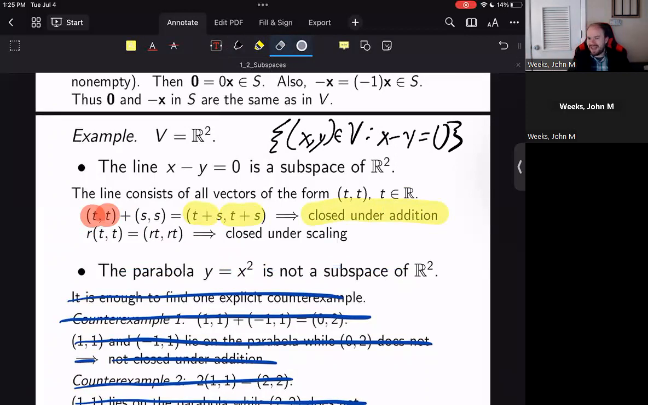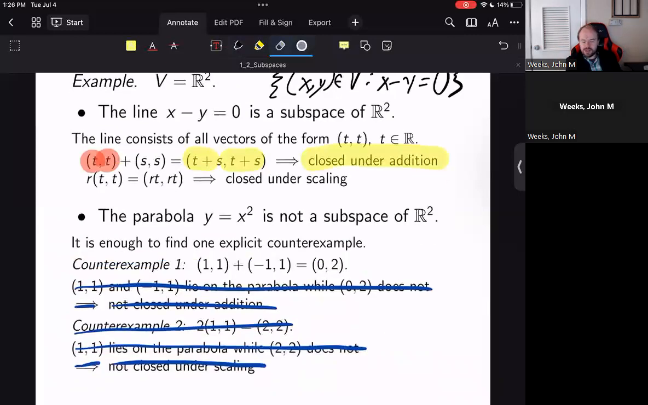Now, here's a non-example of a subspace. What about the parabola? What about y equals x squared? This ends up not being a subspace of R squared, and you can already start to see why. How would you add 2 points inside of the parabola to get another parabola point? Certainly wouldn't be the standard addition, that's for sure. So we can go through and try to find just one counterexample. Either you find 2 points on the parabola that don't add to be in the parabola, because that would mean it's not closed under addition, or you find a point such that if you multiply it by a scalar, the scaled point is not in the parabola. Either one of those is a good counterexample.